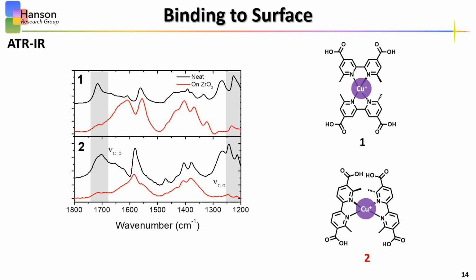For the powder samples, we can see strong peaks at around 1700 as well as 1200, and both are carbon-oxygen stretching peaks. And when it's bound to the surface, we can see a decrease of both peaks, which indicates it's binding to the surface.